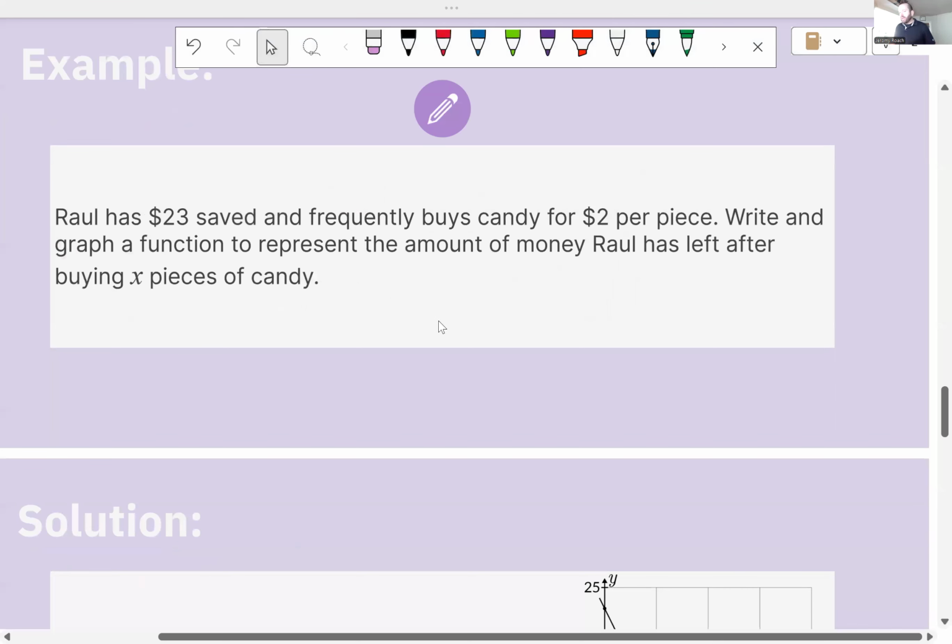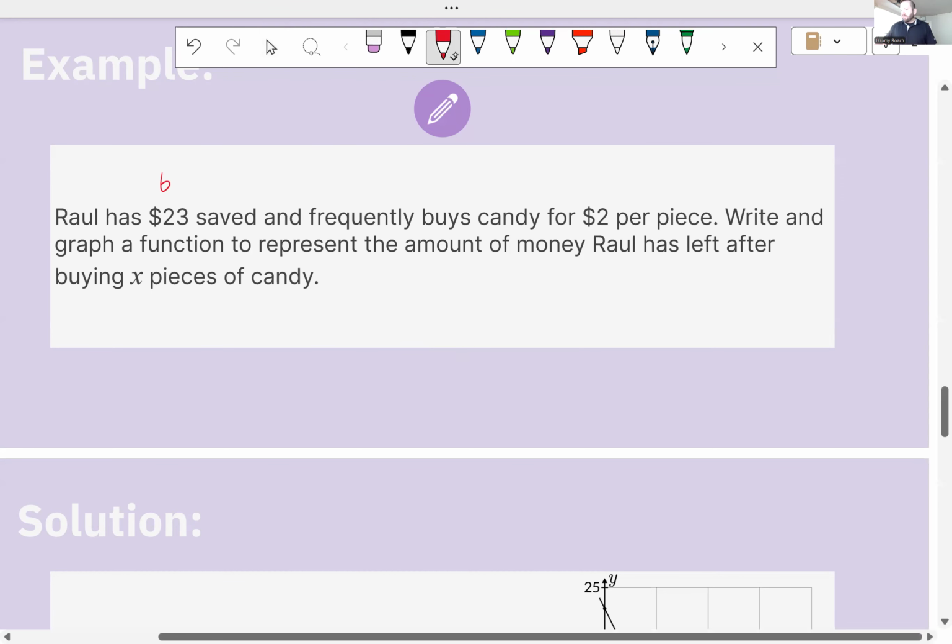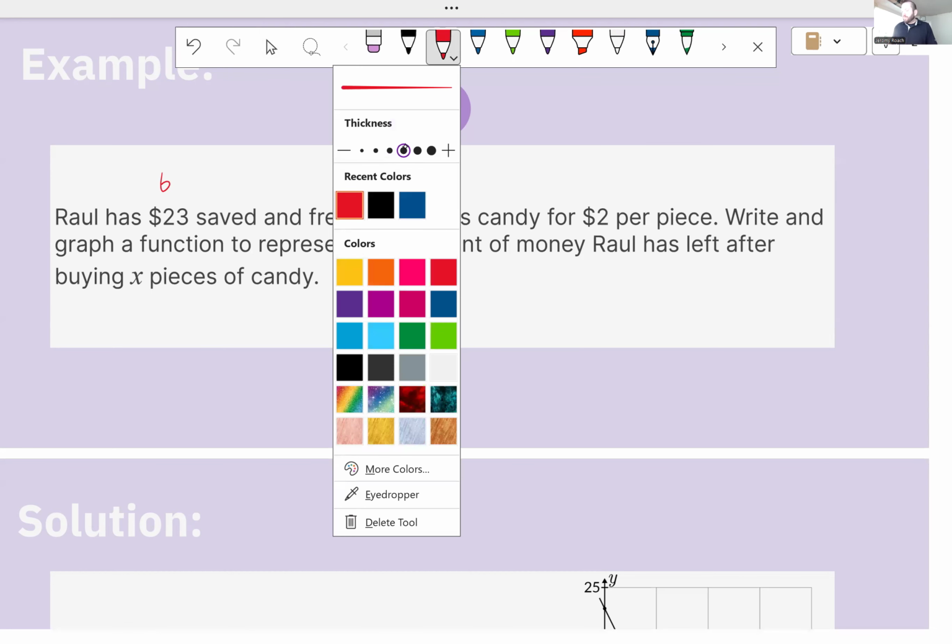Let's look at another example. Raul has $23 saved, and he frequently buys candy for $2 per piece. Write a function that represents the amount of money Raul has left over after buying x pieces of candy. So again, we've got to identify our slope and our y-intercept. He saved $23. That's going to be b. That's our starting value where we're starting at.